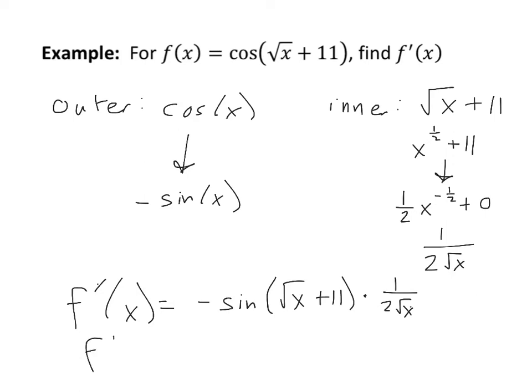Like I've been doing on the other ones, we'll take a moment here to make this a little bit prettier. I would put the sine of the square root of x plus 11 on the top and the 2 root x in the denominator. Okay, we've got 2 examples left, 2 more things for you guys to try.